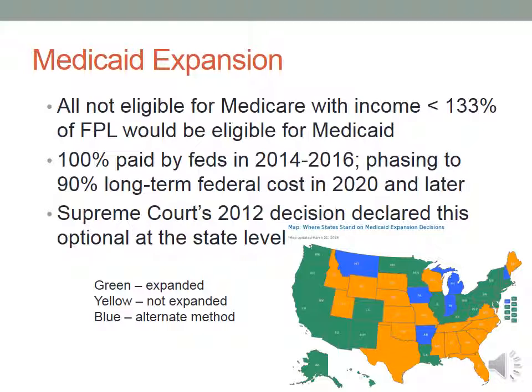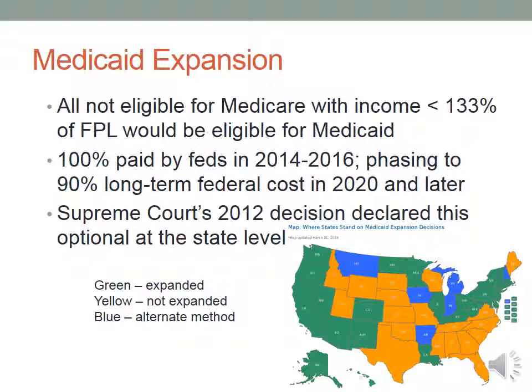All people who are not already eligible for Medicare, so they're not 65 yet, and they have an income under 33% of the federal poverty limit, they should be eligible for Medicaid under this new expansion to childless adults. The first 3 years of that expansion, it was paid completely by the feds, and then over the next 4 years after that, it was going to phase out to being paid 90% by the federal government, 10% by the state, and from then on, the federal government was going to pay that 90%.